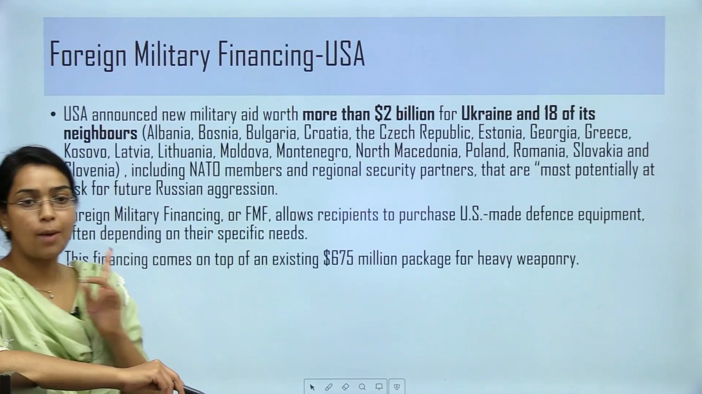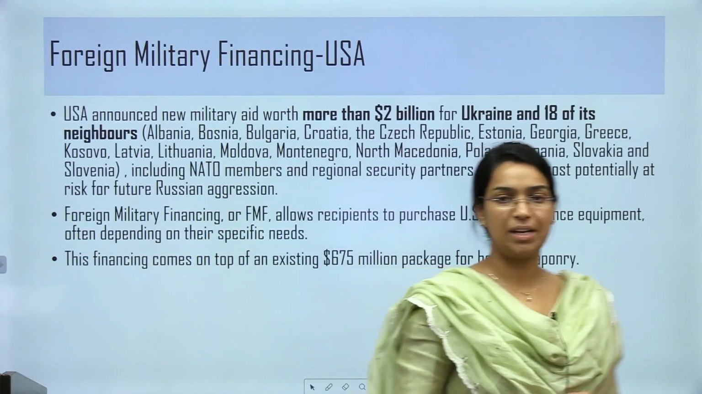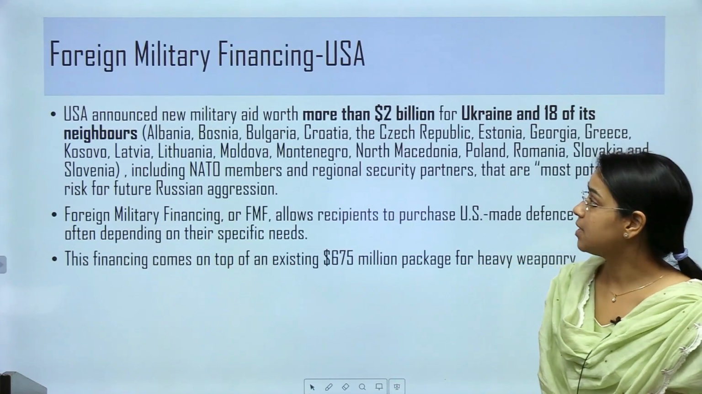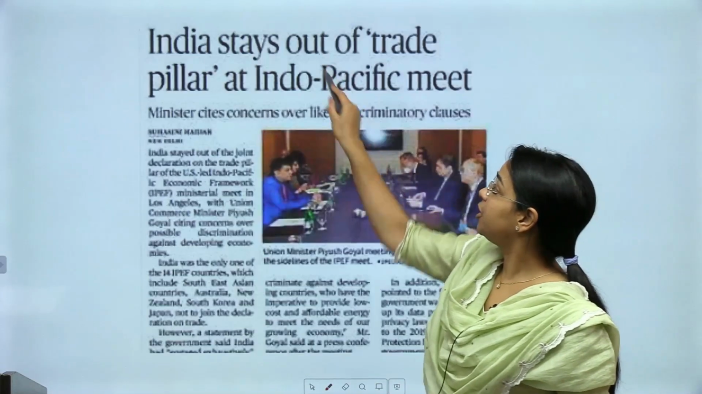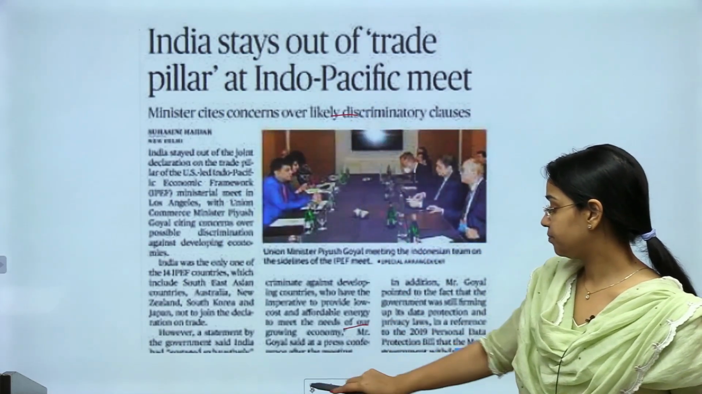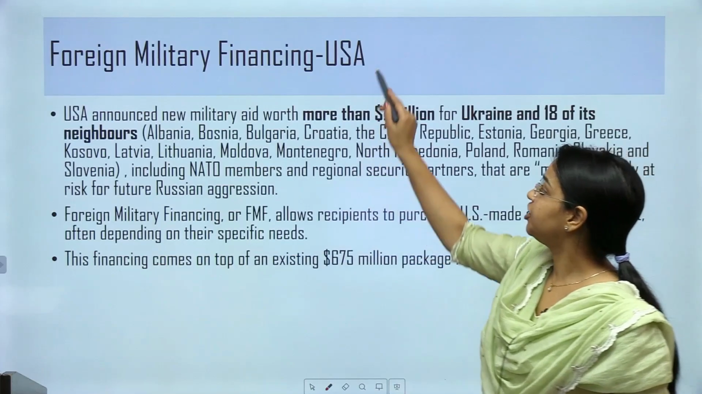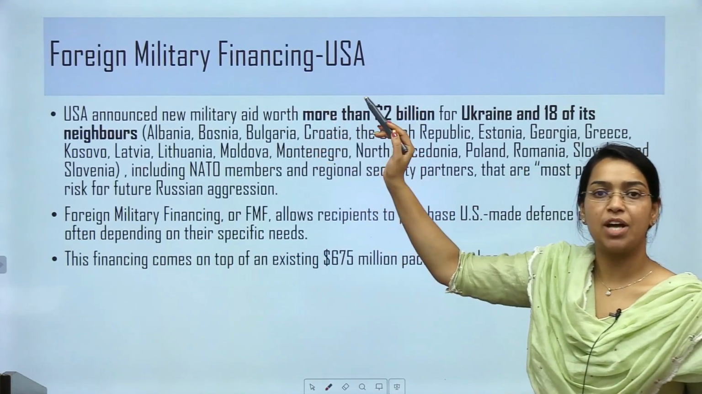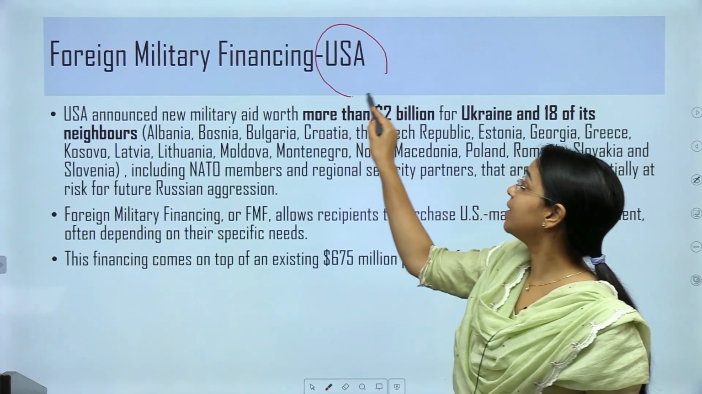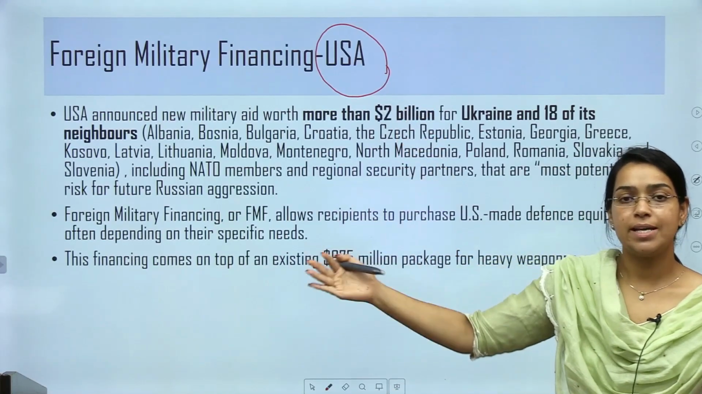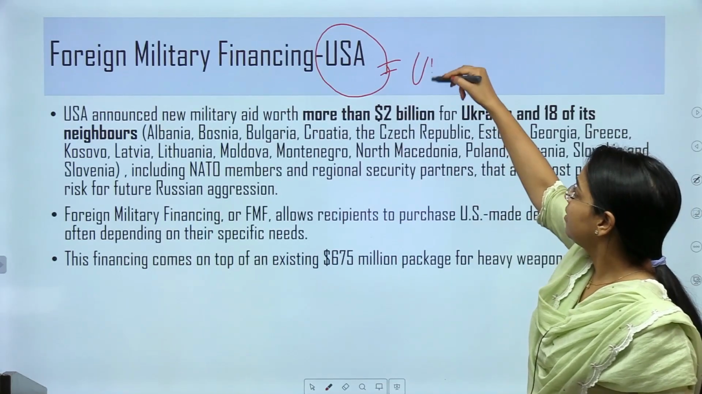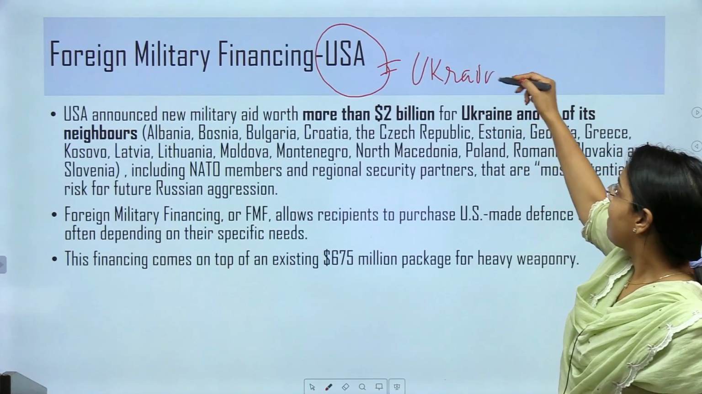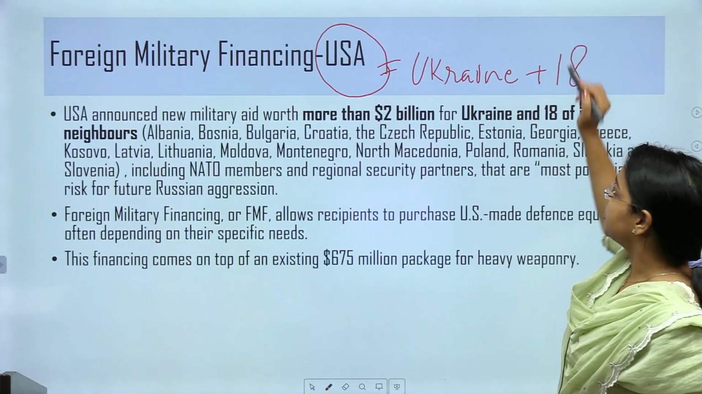So, the first topic that we will discuss is the foreign military financing, right? This is an initiative and aid program that has been introduced by USA basically for the East European countries, that comprises Ukraine plus its other 18 neighbors, right?